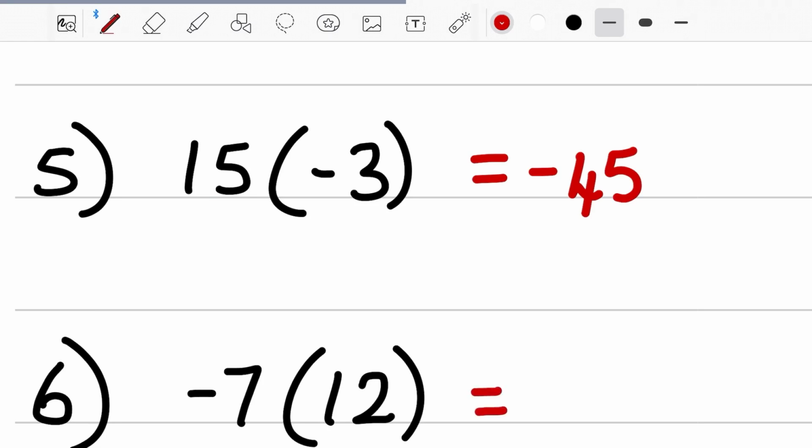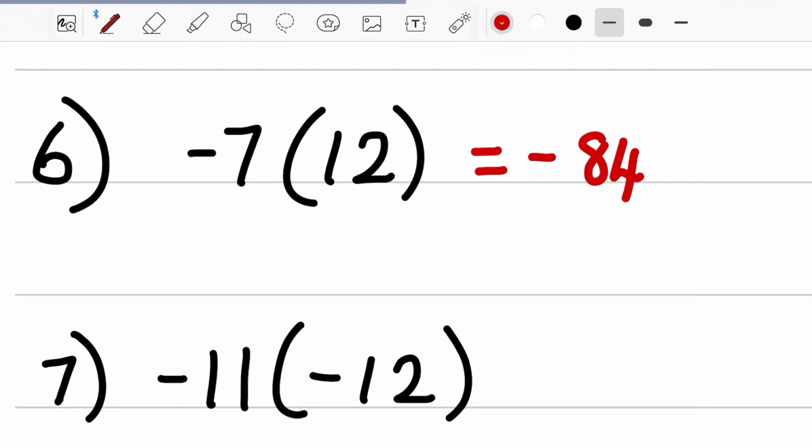Number 6, we have minus 7 multiplied by 12. Right, so 7 times 12 is 84. In this case, minus 7 is negative and 12 is positive, which means that your answer is going to be negative since the signs are different.